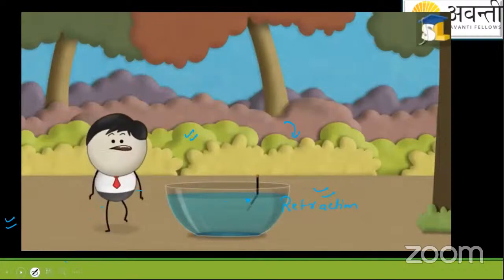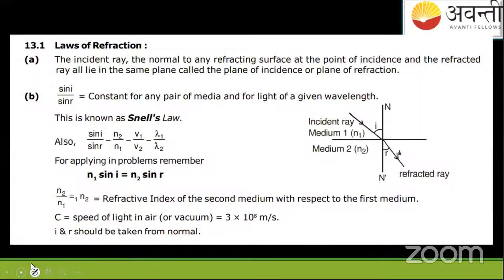Got it? Fine. After that, we studied the laws of refraction. The first law says that the incident ray, refracted ray, and the normal to the plane of incidence all lie in the same plane. The next law is known as Snell's law, which says that the sine of the incidence angle in the first medium divided by the sine of the refracted angle in the second medium is constant. This is Snell's law.